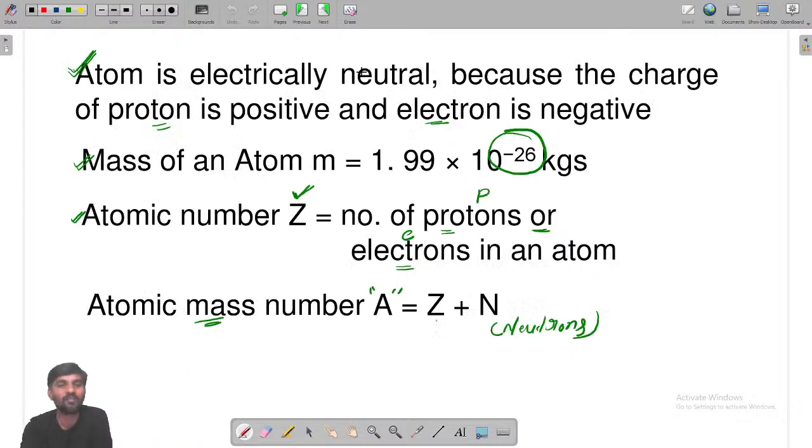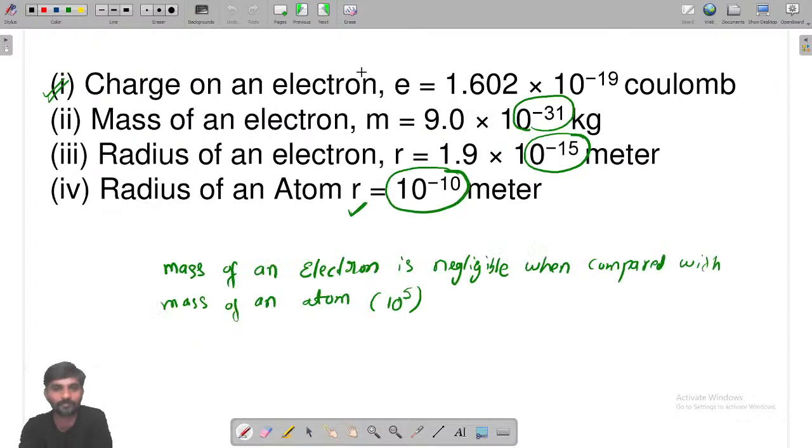So we have seen what is the mass of an atom, atomic number, mass number. Atomic number and mass number are different. Atomic number is nothing but the number of protons or electrons. Atomic mass number is going to be Z plus N, that is protons plus neutrons. Then we have seen the charge of an electron and everything. We have seen the mass of electron is negligible when compared with the mass of an atom.